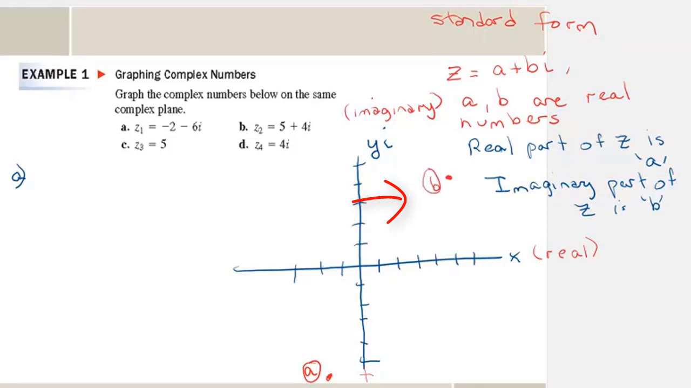C is just 5. So that means it's on the x-axis. There's no imaginary part. And D is 4i. So that would be 1, 2, 3, 4. So 4i would be right there.